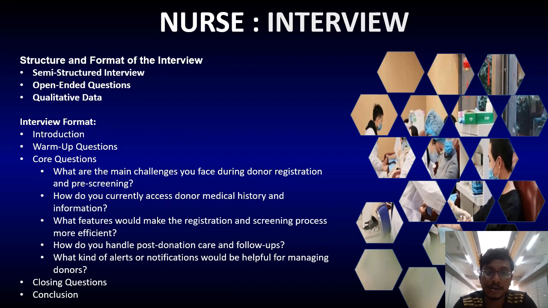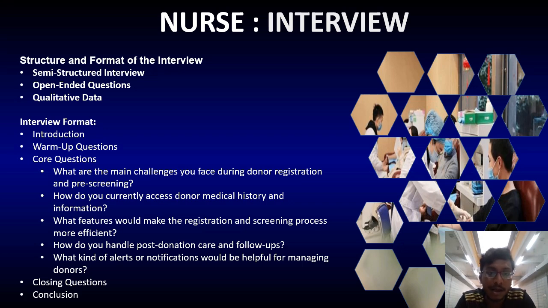And the format for the stakeholder nurse interview is a semi-structured interview with open-ended questions and quantitative data. Semi-structured means basically a framework or set of core questions, but the interview is flexible to explore topics more deeply. Open-ended questions allow the respondent to provide detailed answers, not giving a direct answer but giving their opinion. Quantitative data is gathered in the semi-structured interview, such as opinions, experiences, and perceptions.